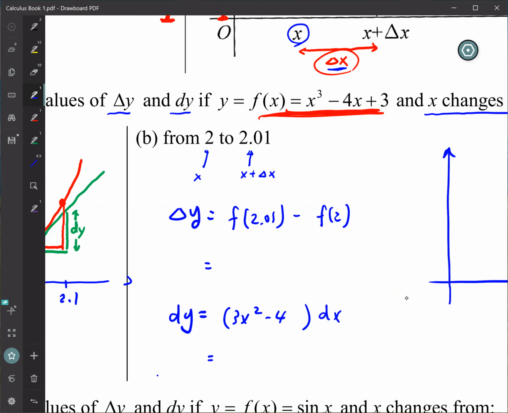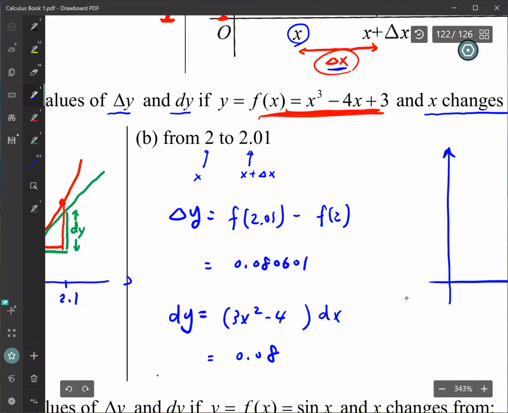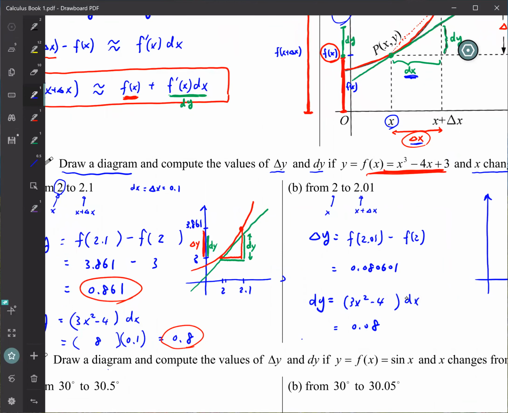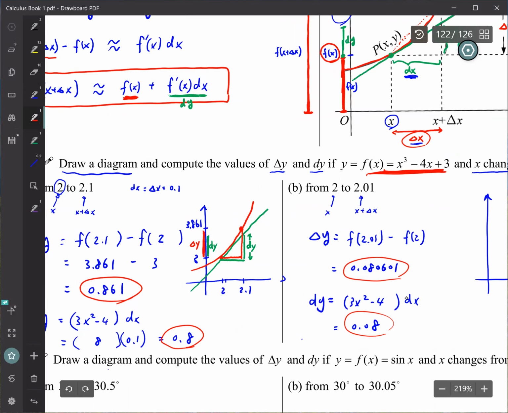Joan? I got 0.080601. Like that? Yeah. Okay. And Jeffy, what about your dy? My dy is 0.08. Right, so they are even closer than before. Before the difference was 0.061. This time, if you subtract, you get 0.000601, so they are even closer to each other. That's why we can use this to approximate.